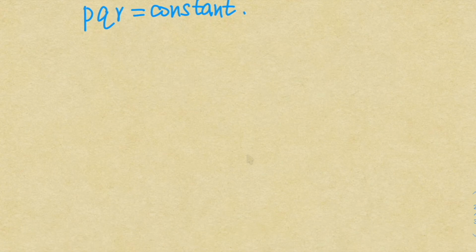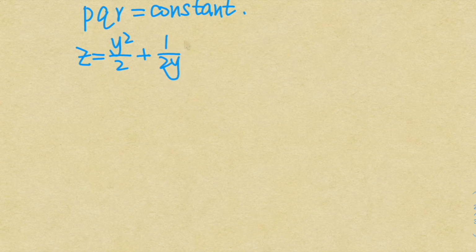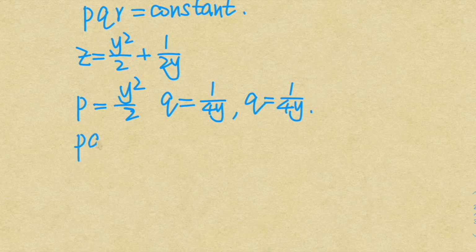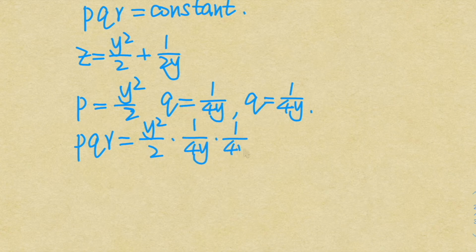So what should we do now? Let me write z here. y squared over 2 plus 1 over 2y. Some of you may guess the answer. We can set P equals y squared over 2, Q equals 1 over 4y, and R equals 1 over 4y. So the product of P, Q, and R is going to be y squared over 2 times 1 over 4y times 1 over 4y. This is going to be 1 over 32.